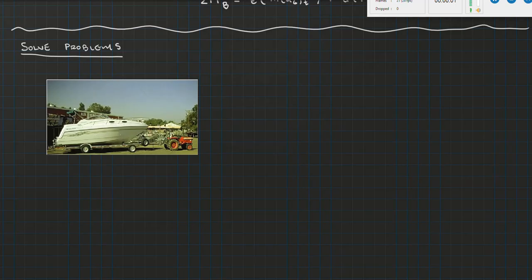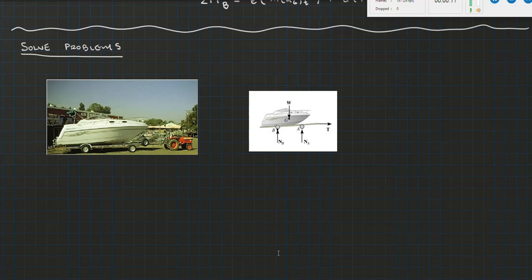Okay, let's solve some problems. So say you have a boat and you want to analyze the force needed to pull the boat. So you'd first set up a free body diagram with all the forces represented. Notice we have each of the normals under the wheels and a weight represented at the center of gravity.